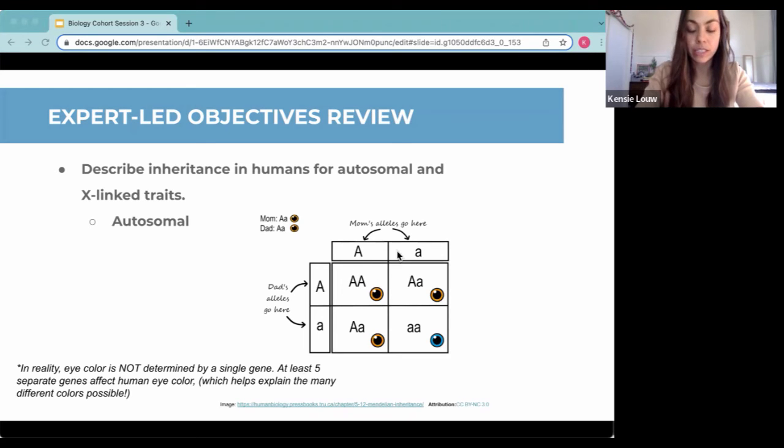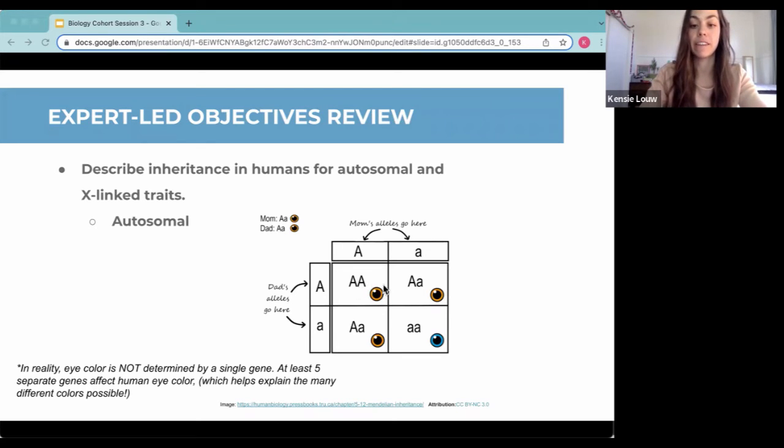So you can see up here, mom's alleles go here. So there's a big A and a little a. Those are the two alleles that mom carried. And dad was also big A and little a. So there's his two alleles. So we put these in this Punnett square and put an A from mom and an A from dad. So two big A's right here is the genotype for this square, and this results in brown eyes.